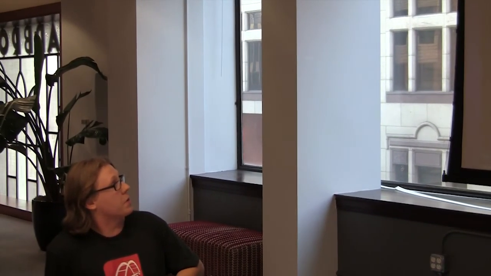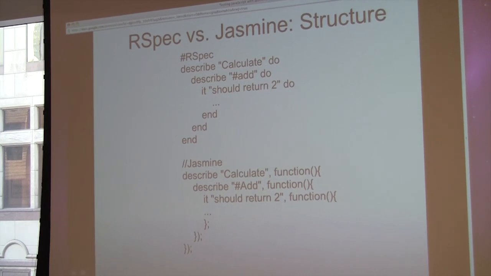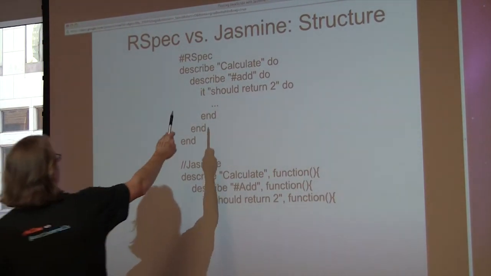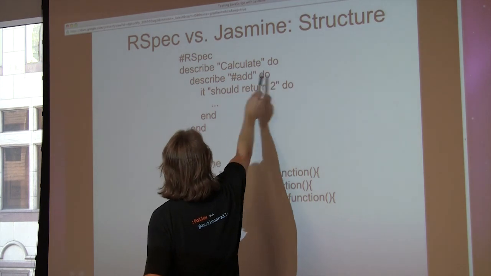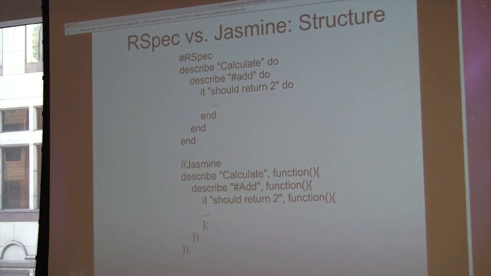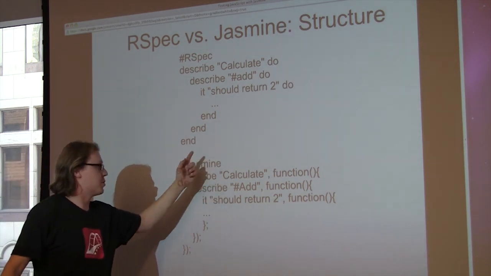All right, we're going to go through a few slides of syntax. I hope you guys can read this. We'll see. This is the basic structure. The differences here, for example, with RSpec you have a block. With Jasmine you have anonymous functions. So you're passing in what you're describing, an anonymous function you describe.